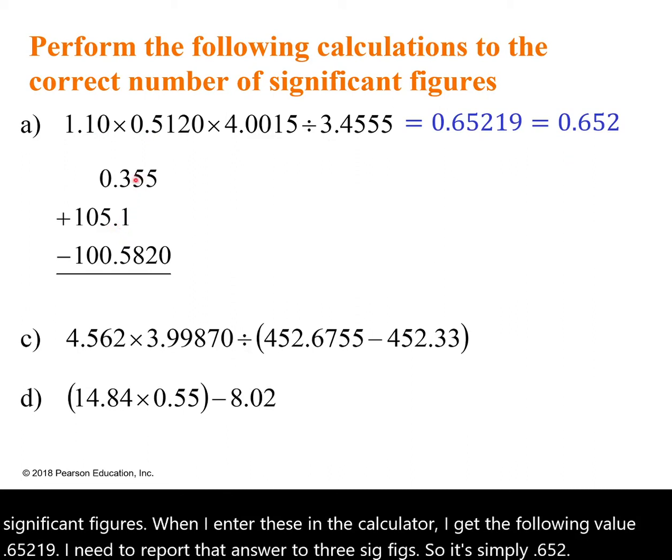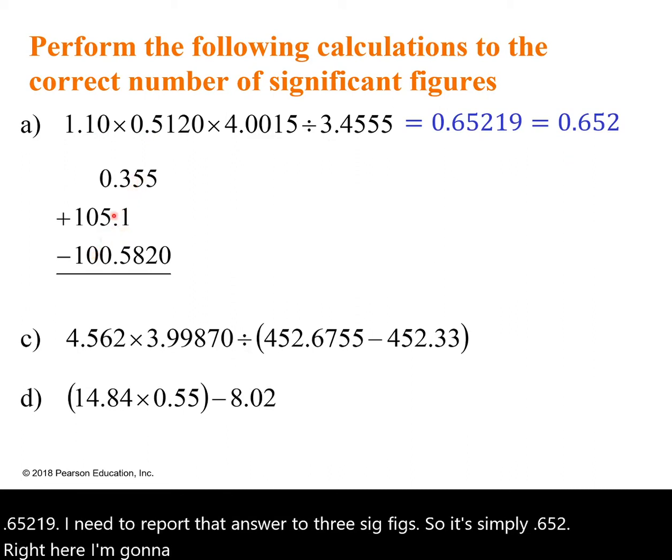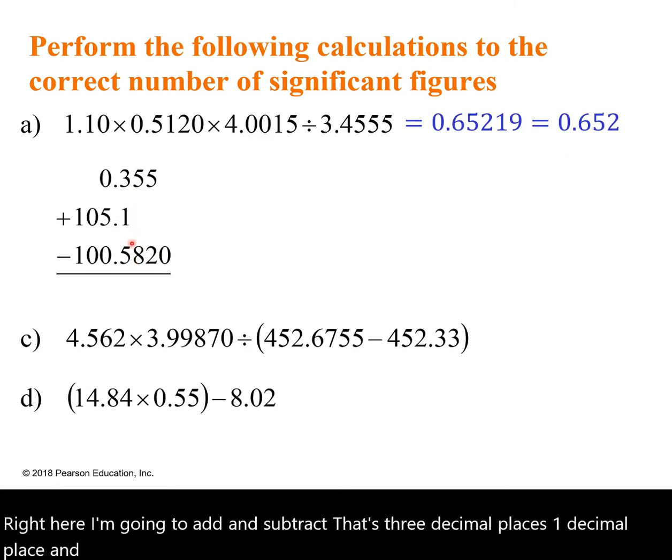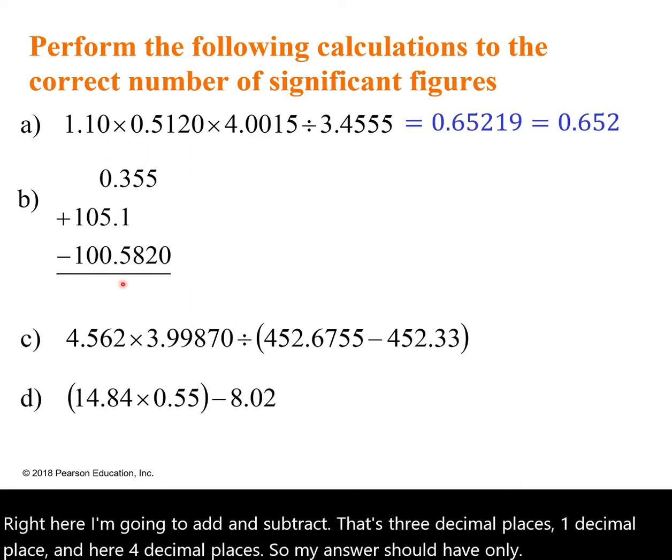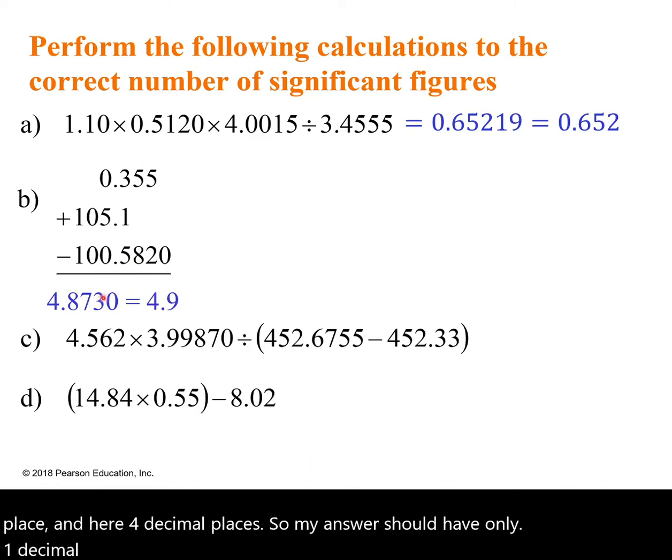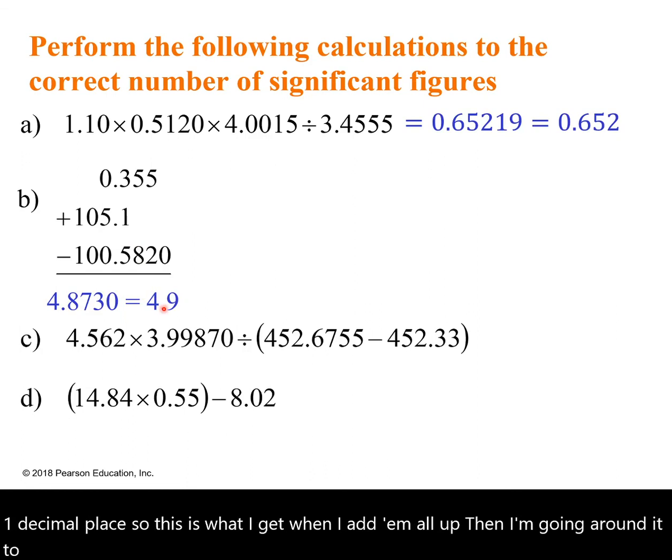Right here, I'm going to add and subtract. That's 3 decimal places, 1 decimal place, and here 4 decimal places. So my answer should have only 1 decimal place. So this is what I get when I add them all up. Then I'm going to round it to 4.9. Okay, 1 decimal place.